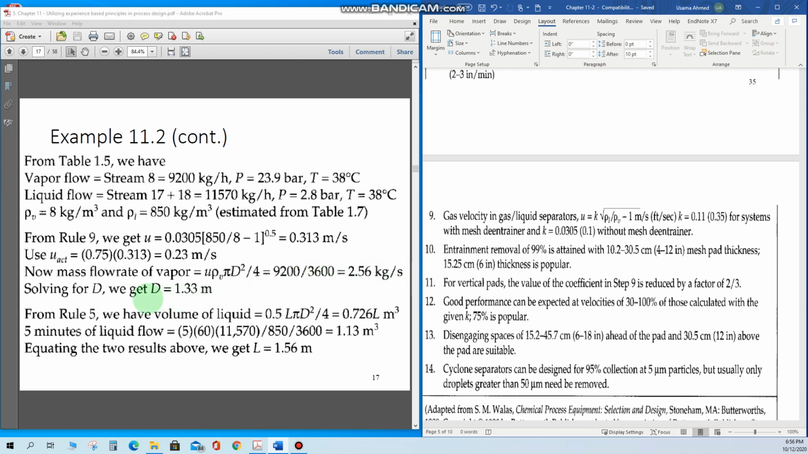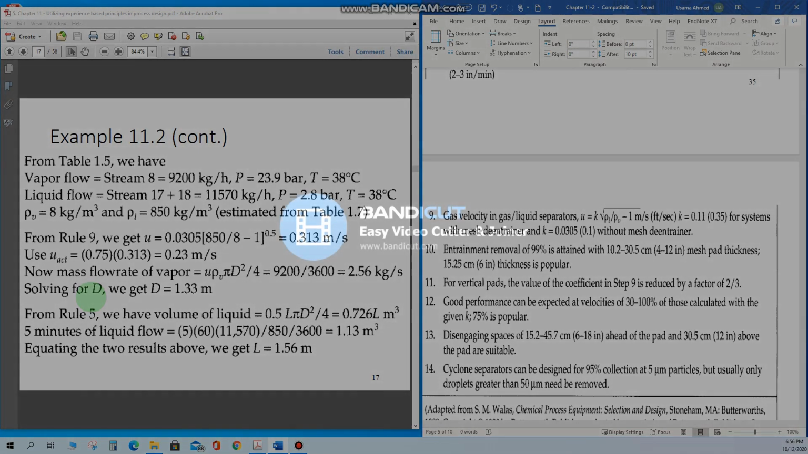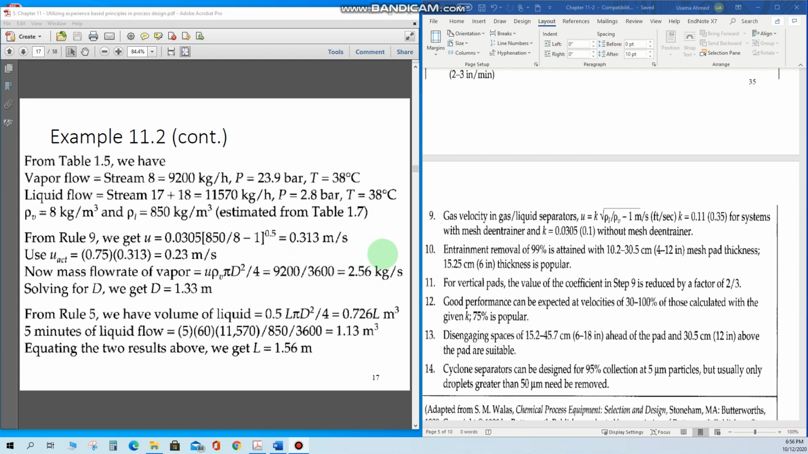Now we have to calculate what should be the value for the diameter of the vessel. We can get this value for the mass flow rate from the table 1.5, and then we can use the flow rate of stream number 8, which was 2.56 kg per second, and simplify this equation to get the value for the diameter, that comes out to be 1.33 meter.